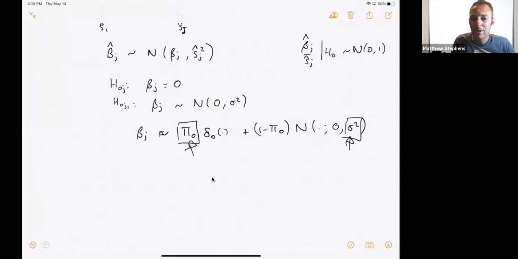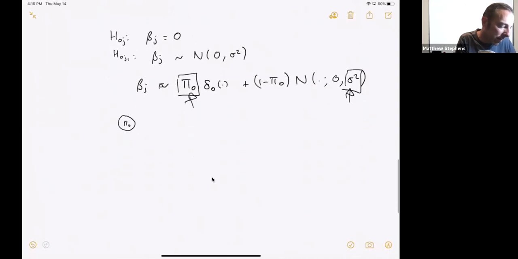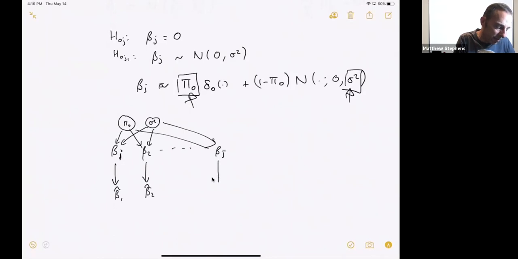We could just maximize the joint likelihood. So maybe I can just draw the graphical model here. We've got a pi 0 and a sigma squared, and then we've got beta 1, beta 2, and so on. These effect sizes are drawn from a distribution that depends on those parameters, and then we've got beta 1 hat, beta 2 hat, beta j hat.